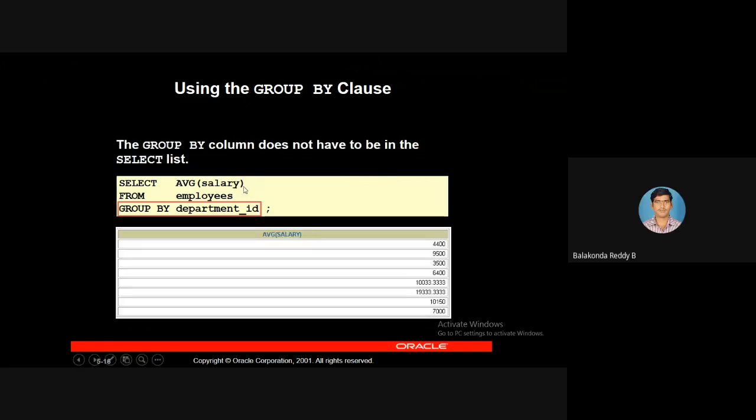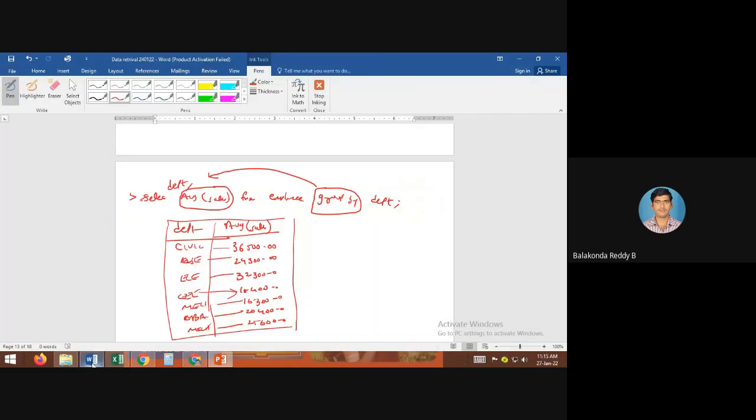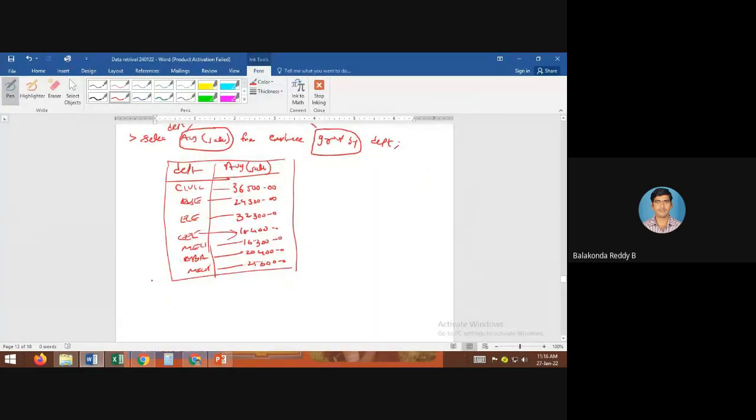Next, the second one. Guys, all of you note down that query. You have to write down the answer. To display the number of students department wise, those who are not having Aadhaar numbers.